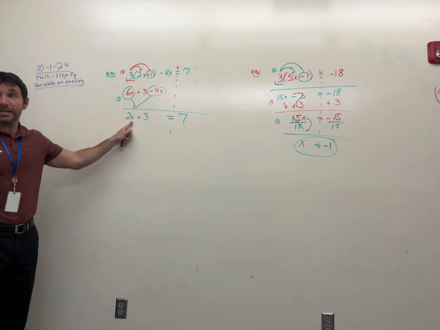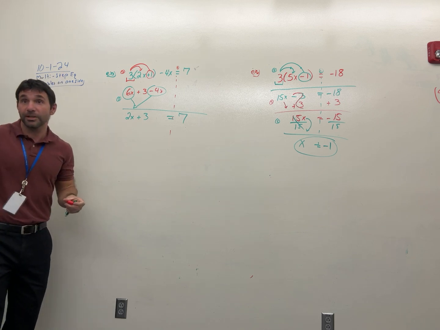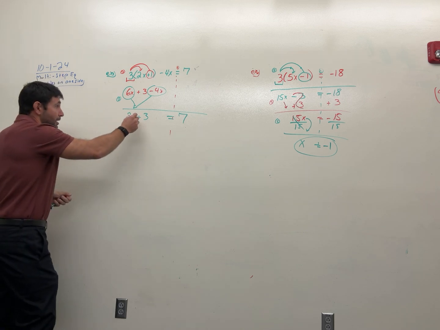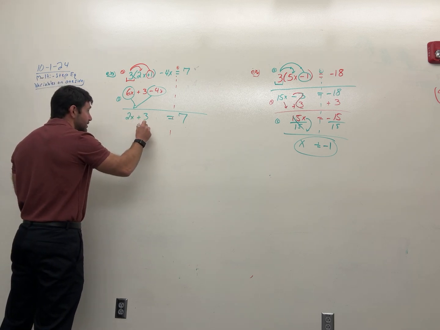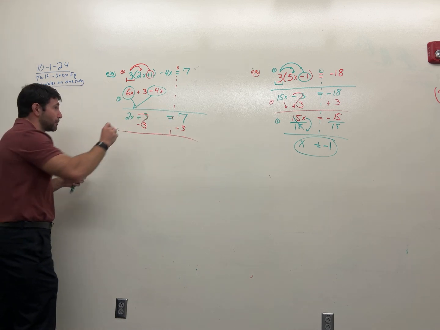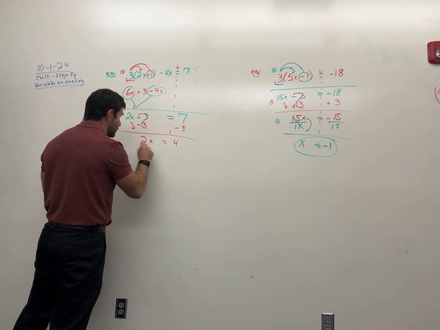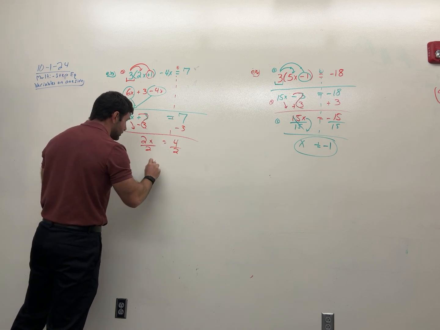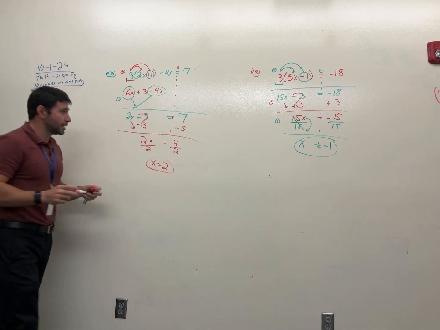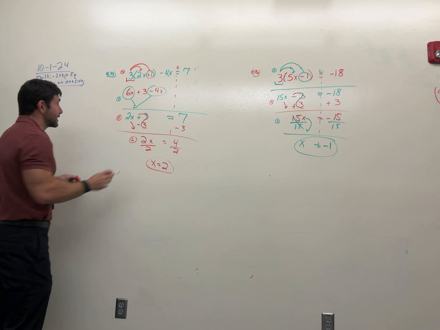The goal is to get the x by itself. So I need to move the 3. Use inverse operations, and it says adding or subtracting. The inverse of addition is subtraction. Opposite side, opposite operation. 2x comes down, equals 7 minus 3 is 4. Divide by 2, x equals 2. So this was step 5, that's step 6.